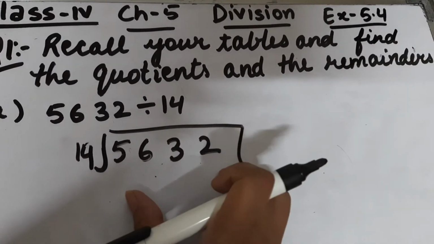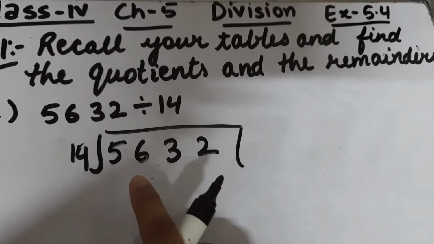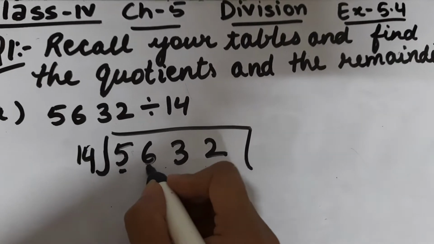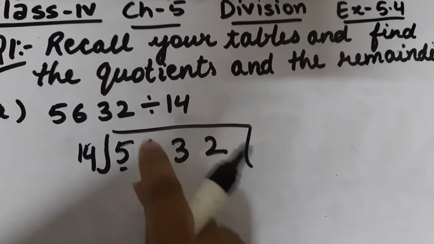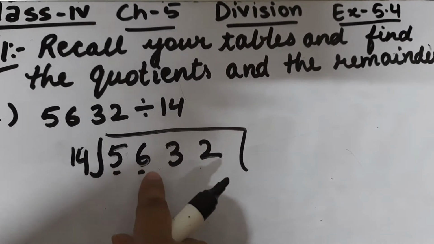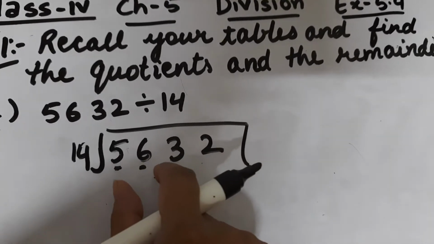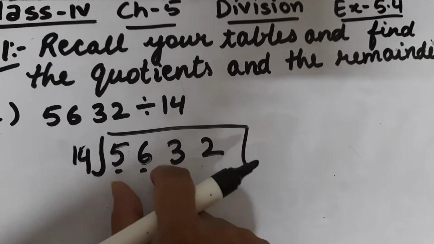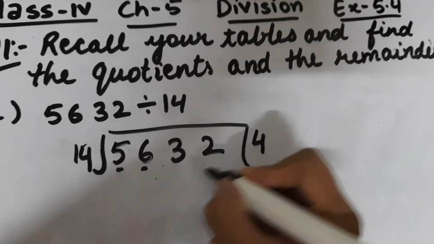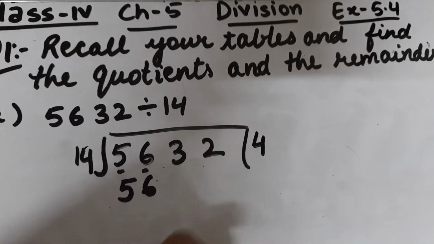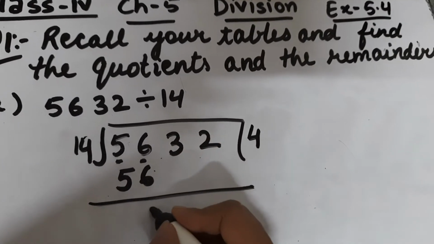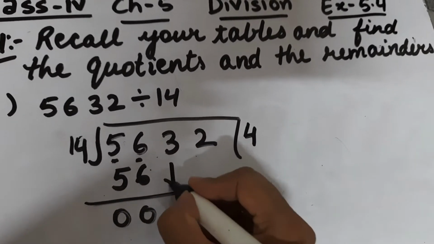Now we have to divide this by 14. See, we cannot divide 5 by 14, so we combine 5,000s and 600s and divide. Now check whether 56 comes at the table of 14. See, 14 fours are 56. Now subtract it. 6 minus 6 is 0. 5 minus 5 is 0. And bring this 3 down.